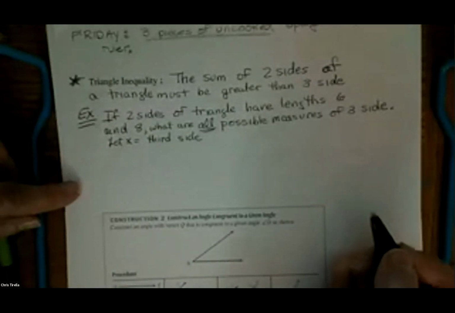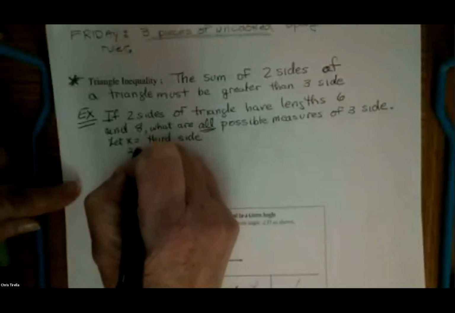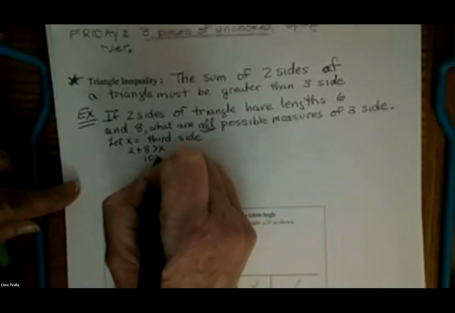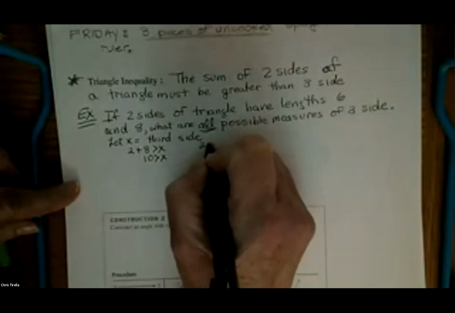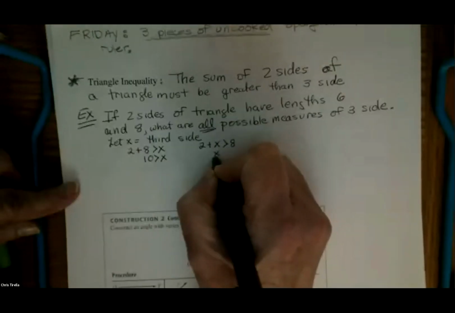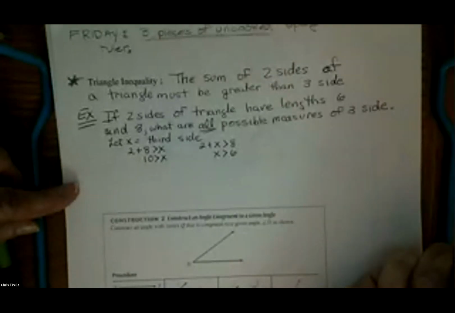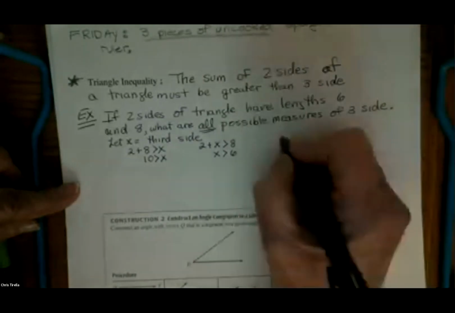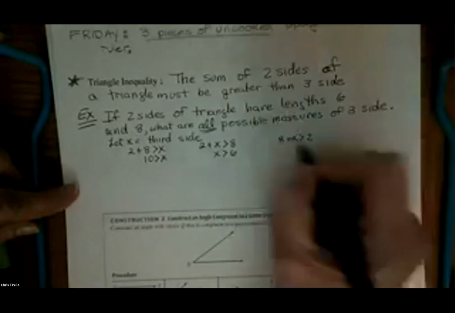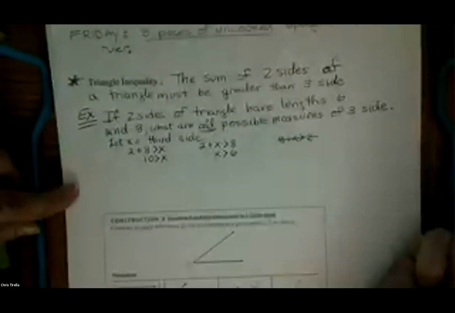The sum of any two sides has to be bigger than the third side. So that gives me 2 plus 8 is greater than x. So x has to be less than 10. But doesn't 2 plus x have to be greater than 8? And when I solve, don't I get x has to be bigger than 6? And the same way, doesn't 8 plus x have to be bigger than 2? But 8 is already bigger than 2, so I'm not going to worry about it.